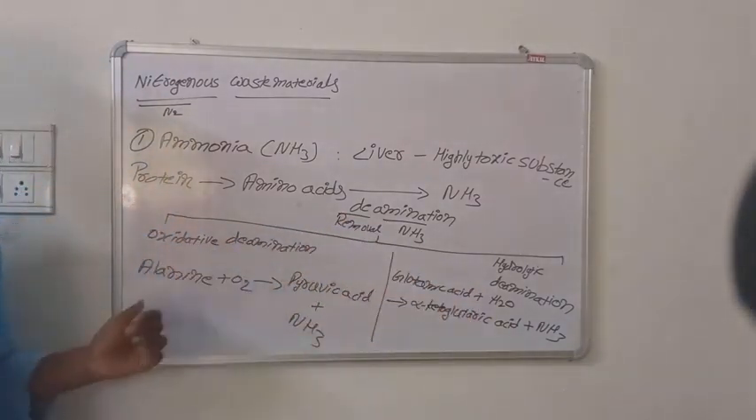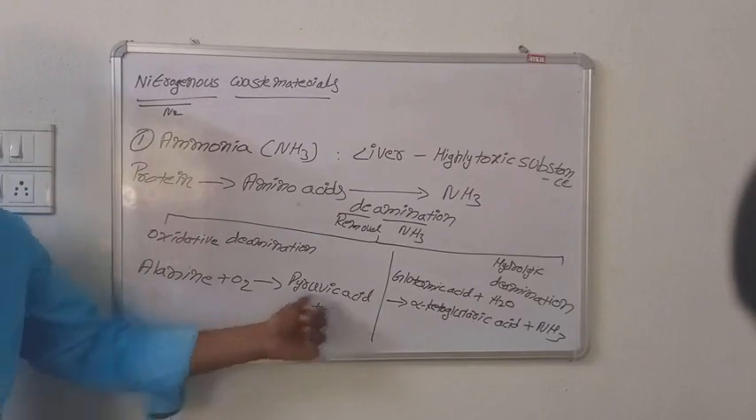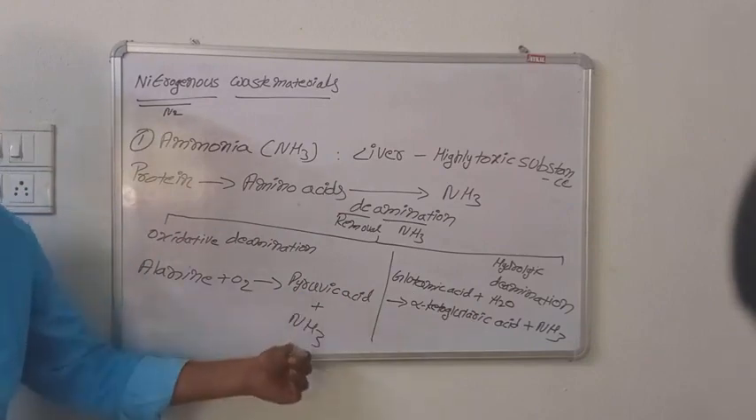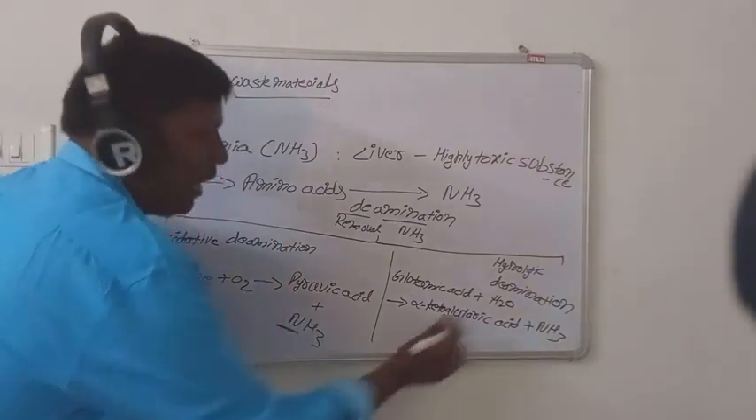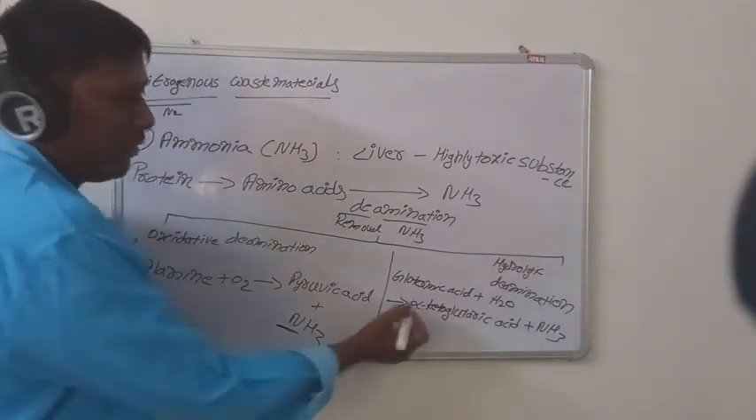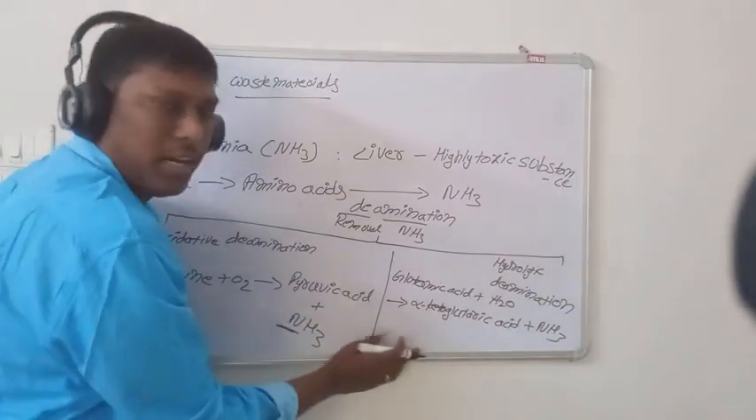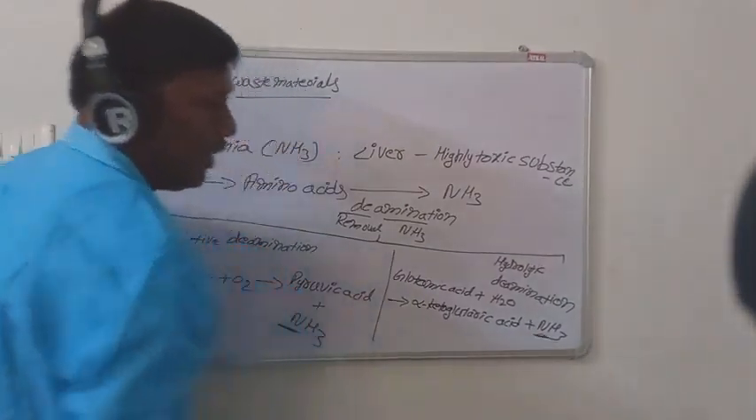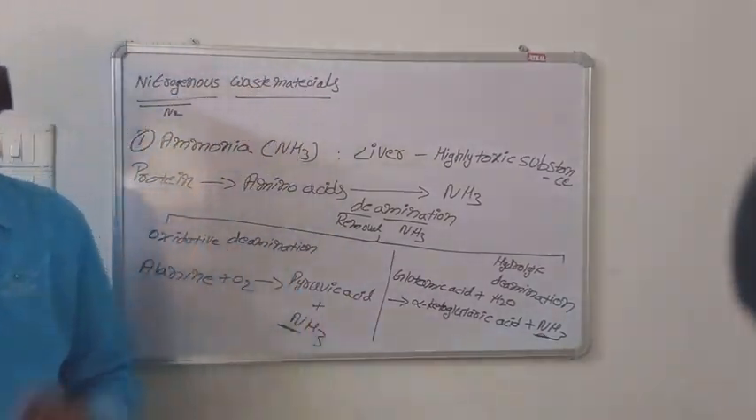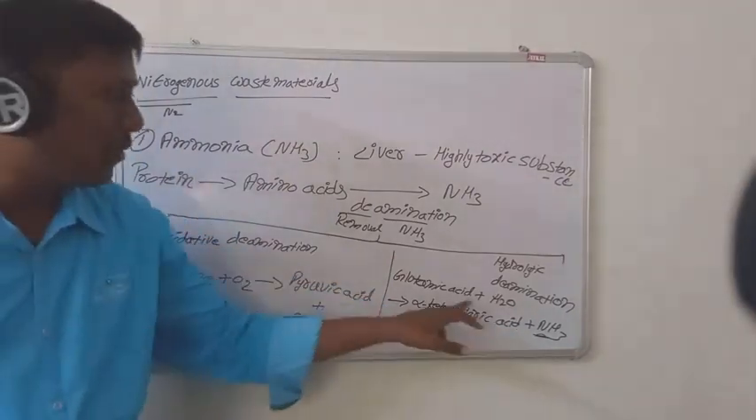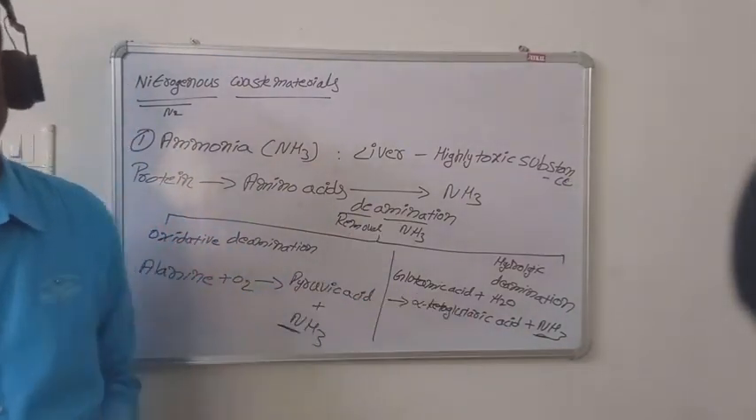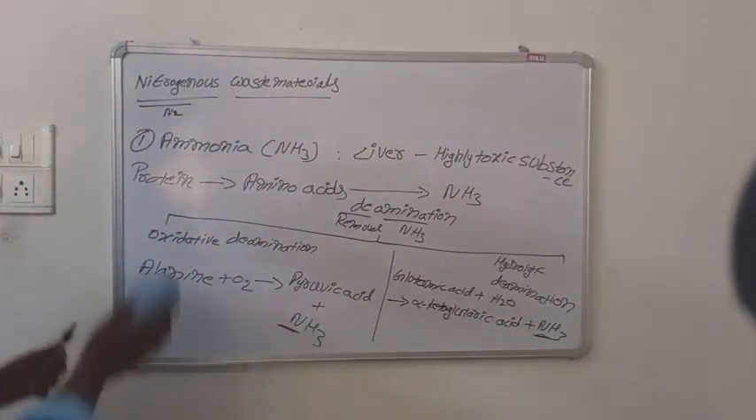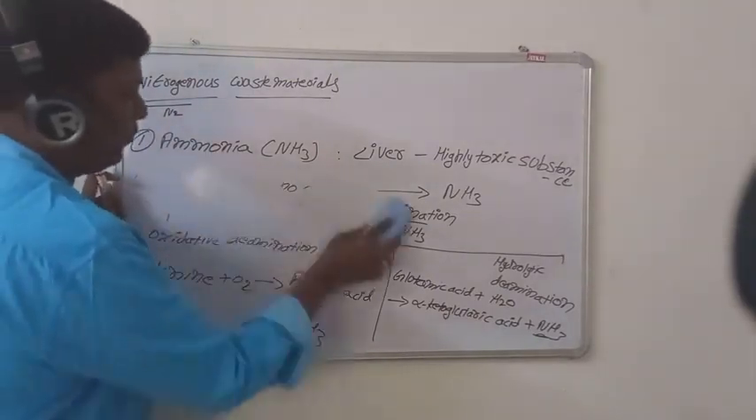Oxidative deamination: alanine combines with oxygen and produces pyruvic acid and also ammonia. And hydrolytic deamination: here the glutamic acid combines with water and produces the alpha ketoglutarate acid and also ammonia. In the case of human beings, most of the ammonia is formed from the glutamic acid only. Okay, let us discuss a little bit about the ammonia.